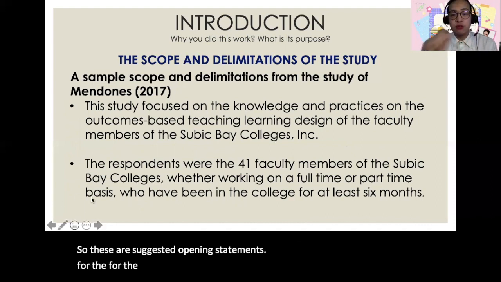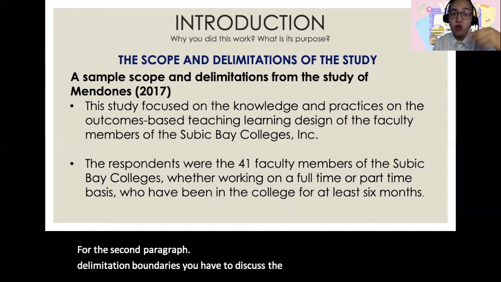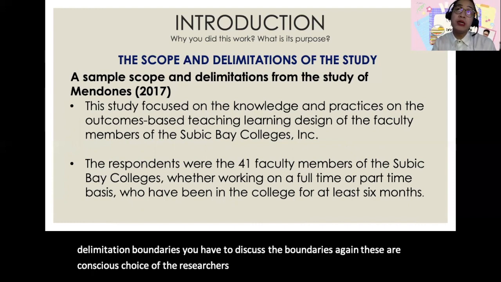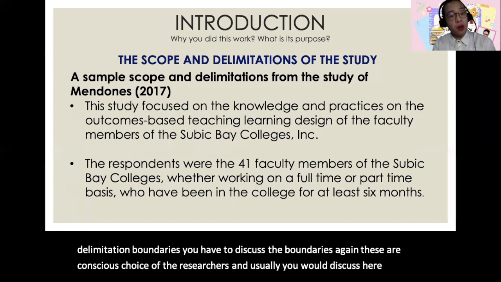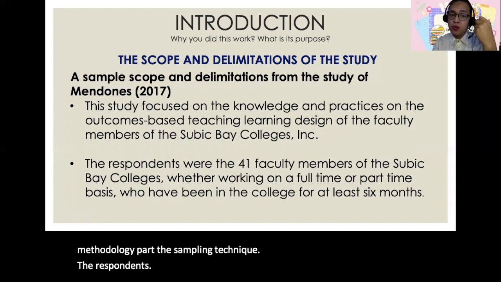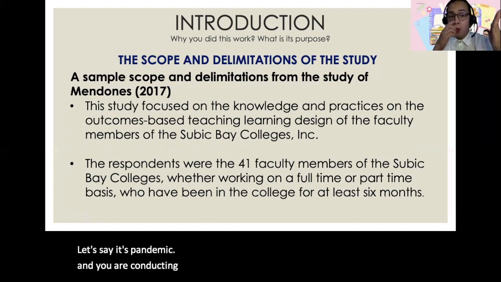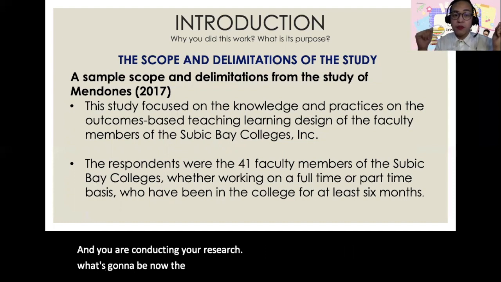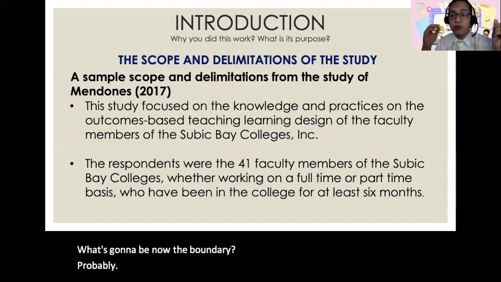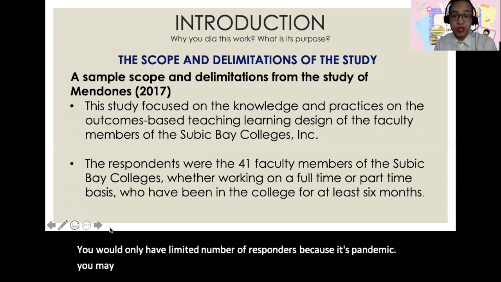For the delimitation, for the second paragraph, delimitation boundaries, you have to discuss the boundaries. Again, these are conscious choices of the researchers. And usually, you would discuss here the methodology part, like the sampling technique, the respondents. Let's say it's pandemic and you are conducting your research, what's going to be now the boundary? Probably the number of your respondents. You would only have a limited number of respondents because it's pandemic. Okay. You may also want to consider the location of your study.